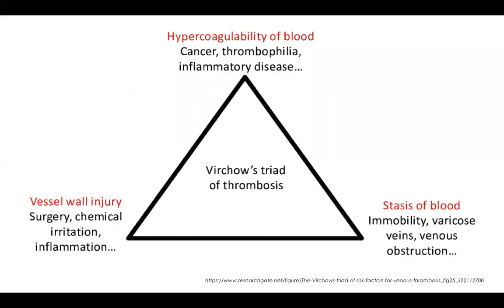So this is just the Virchow's triad of thrombosis, which is basically the formation of a thrombus and then its subsequent dissemination in the body. And so you can see that there's vessel wall injury, there's stasis of blood, there's hypercoagulability, and there are different conditions associated with it. But in COVID-19, it's because of inflammation and damage to the vessel walls.